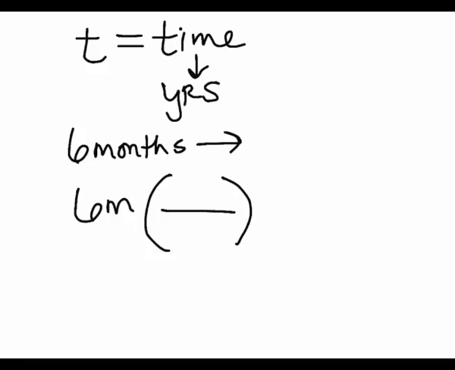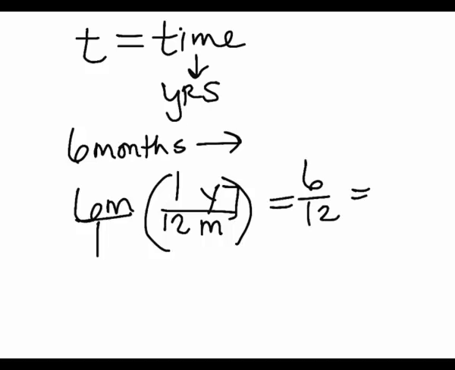Now we're trying to get rid of months, which means months would have to be on bottom. We're trying to get years, so years is going to go on top. What is the relationship between years and months? Well, we know in 1 year, there's 12 months. And of course, you know how to multiply fractions. This is 6 over 1. You multiply straight across. So you get 6 over 12, which is 1/2 or 0.5. So that's what T would be. T would be 0.5. Okay?